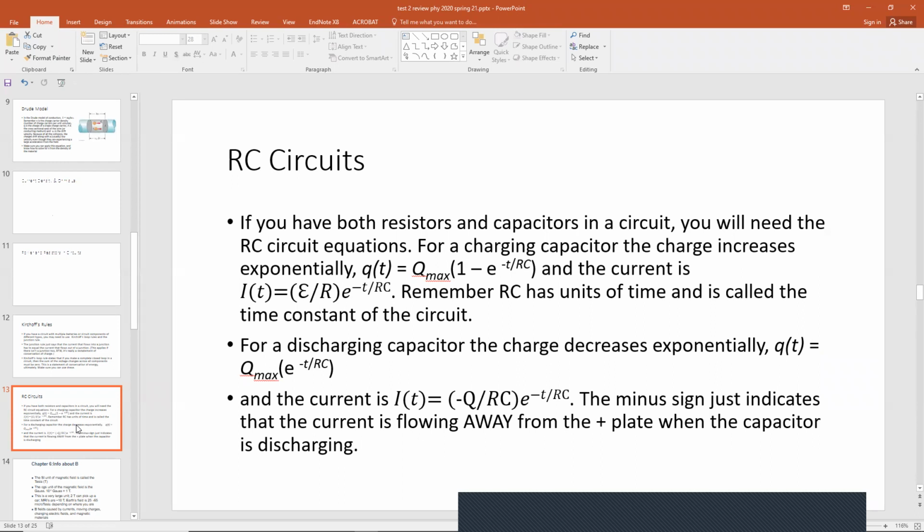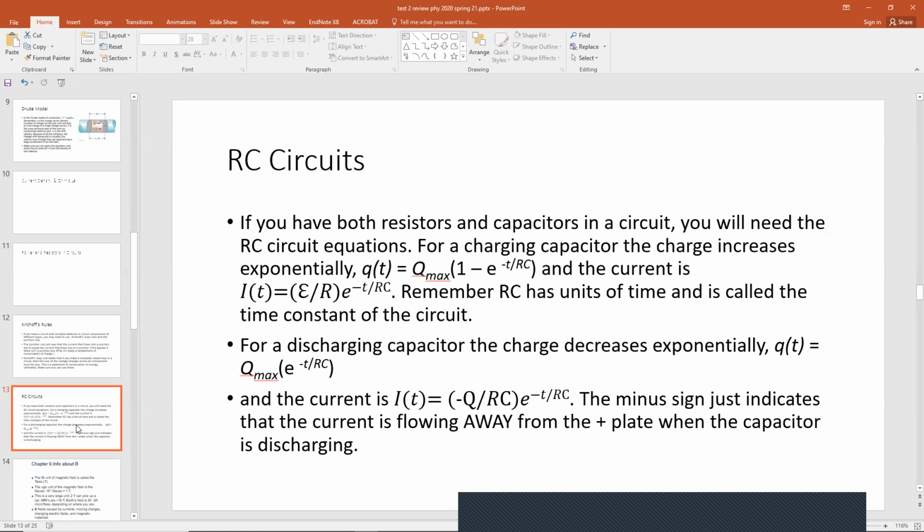And so you can find the current by just taking the derivative of that charge equation. For a charging capacitor, I of t will be equal to the EMF of the battery that it's hooked up to divided by R times e to the minus t over RC. That means that for a charging RC circuit, initially your current is very large, and then the current gets smaller and smaller the longer it runs.